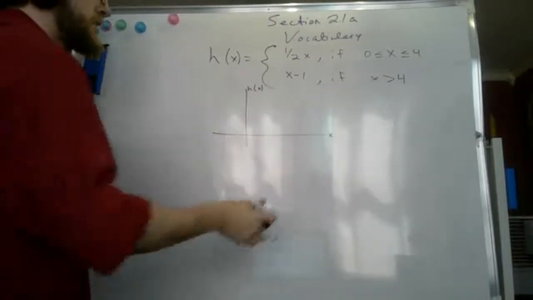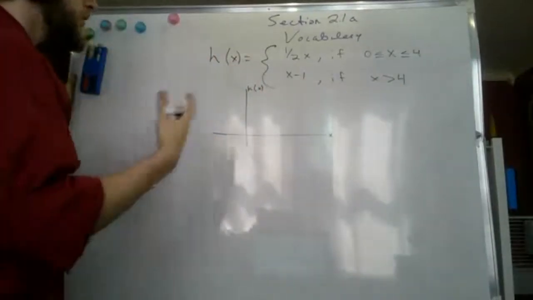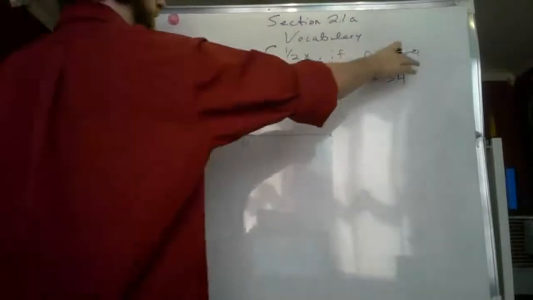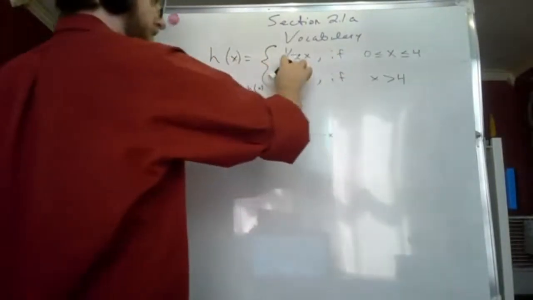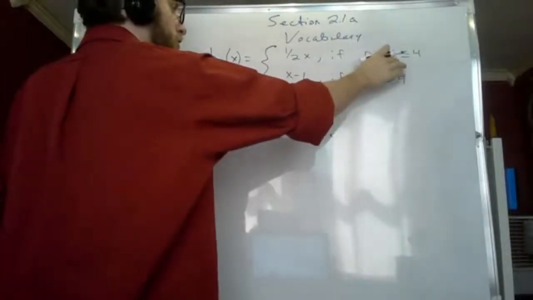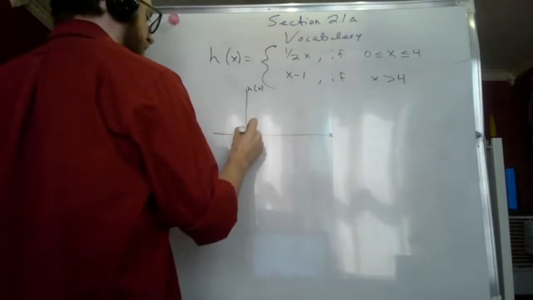Negative values of x are not a part of the domain for this function. So we can just graph based off of the x's we're given. So from 0 to 4, we have this 1/2 x graph. So we plug in 0, and we're going to get a value of 0.